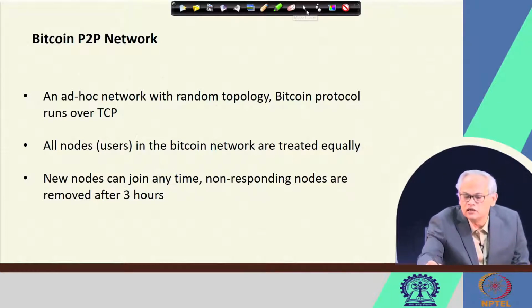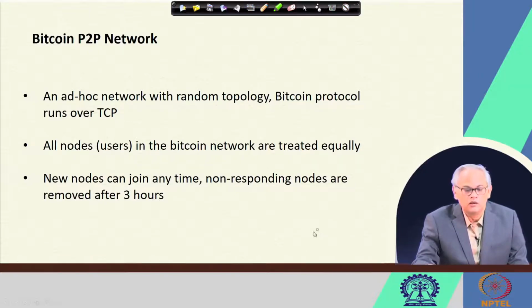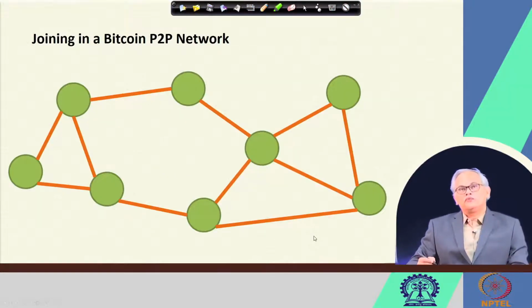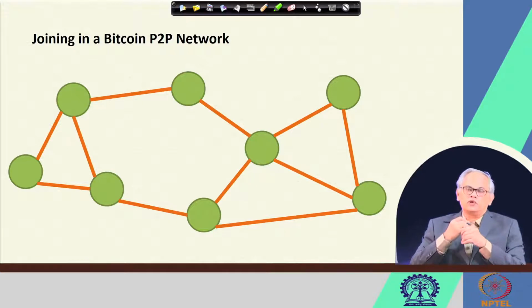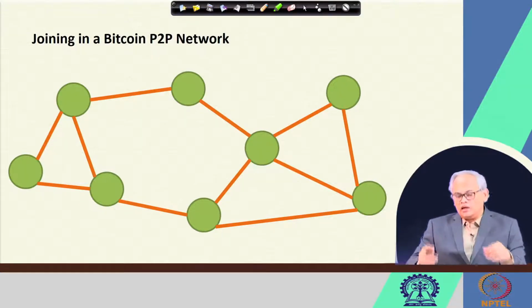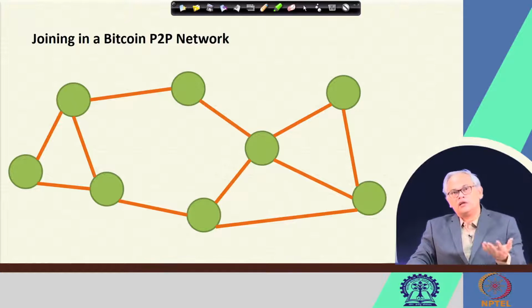So, let us see how this joining of a node in a Bitcoin P2P network actually works. Say this is the current topology of the Bitcoin network. So, as we can see that there are 8 nodes, and let us assume that it is your node, you are creating a node to join the Bitcoin network.